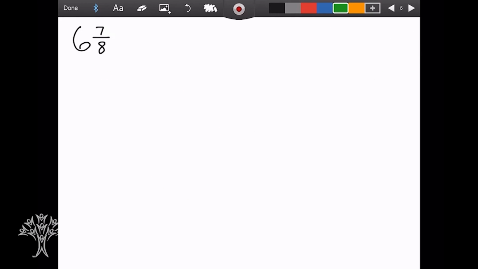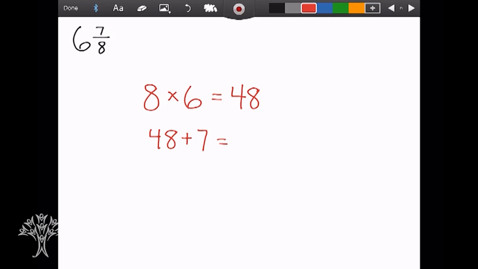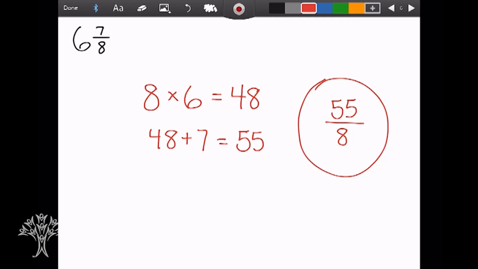So 6 and 7/8. In this one, I'd have to draw 6 whole units and cut them into 8 pieces each, plus one more with 7/8. That's going to take me some time to do. You can totally do it that way. But you could also do the other mathematical way. So I'm going to go denominator, which is 8, times 6. So let's think about what that is. 48. Then I take 48 plus the numerator, which is 7, and I get 55. And I need to make sure I put that over the top of the denominator for my answer.